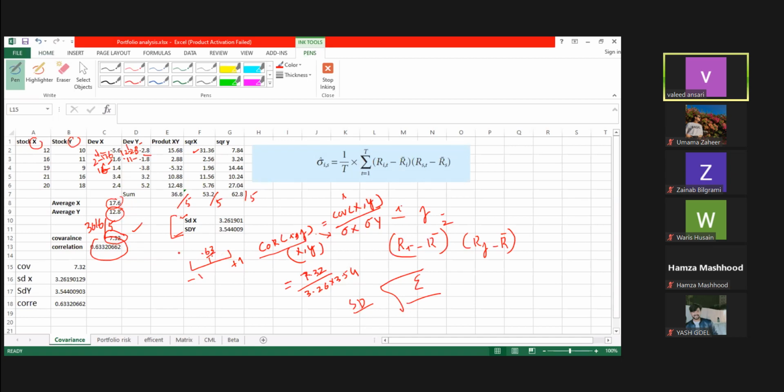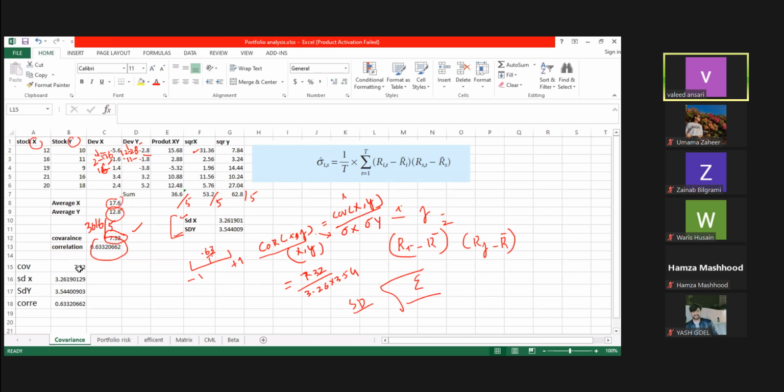So this is how I have done it, by using Excel, and you can also find it out manually. In Excel, there is a facility that lets you calculate these things simply. For instance, this formula is there in Excel. If I go to calculate, I will just type here covariance.